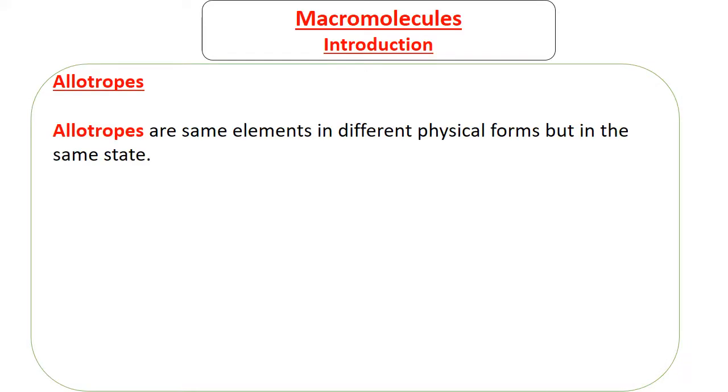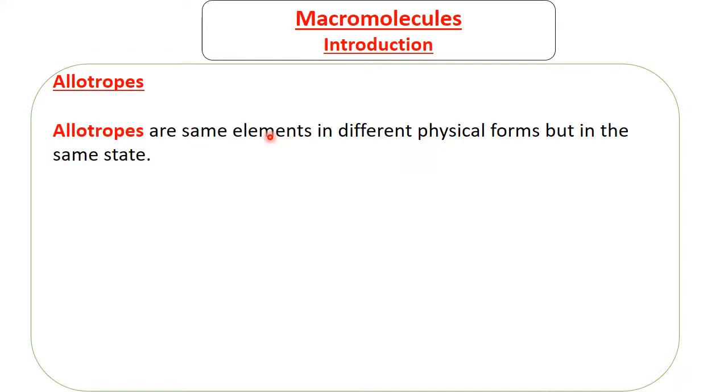We're going to take a look at what are called allotropes. So some of the macromolecules exist in what are called allotropes. So what are allotropes? Allotropes are the same element in different physical forms but in the same state. So allotropes are the same elements.